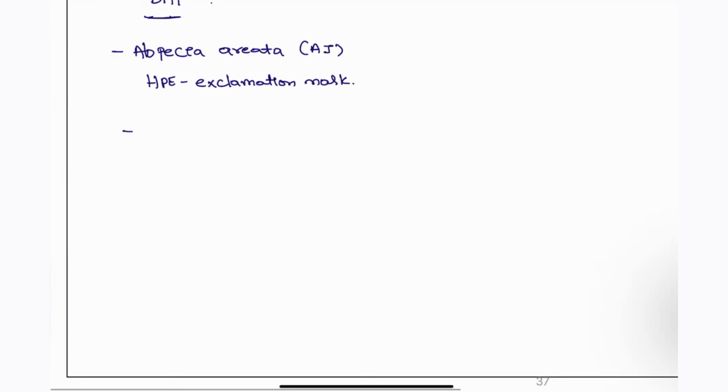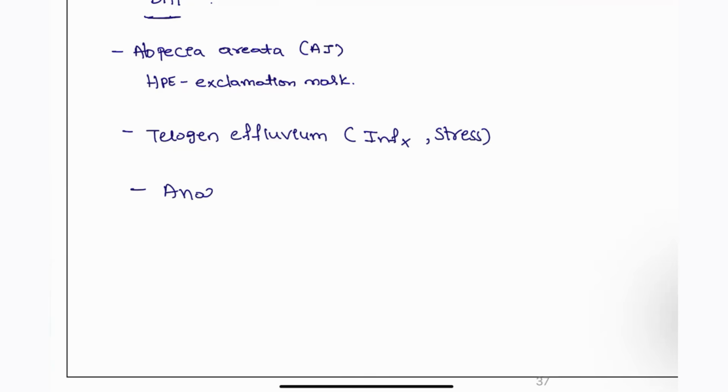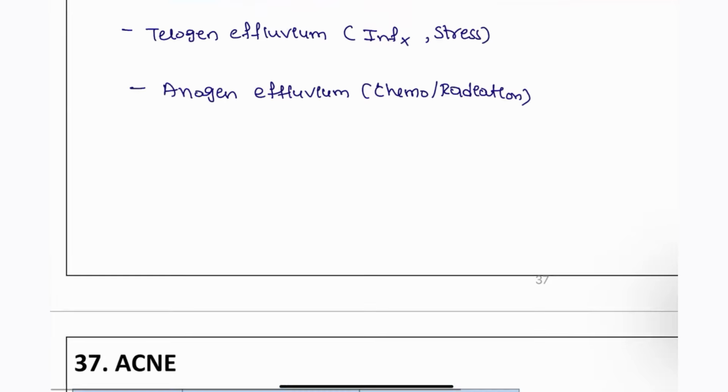Next, telogen effluvium. So this is most commonly associated with post-infection, like patients who suffered from COVID-19, and also from stress, hair fall is seen. Next, anagen effluvium. So anagen effluvium is seen with chemotherapy or radiation. This is known for the anagen effluvium. Next, trichotillomania.